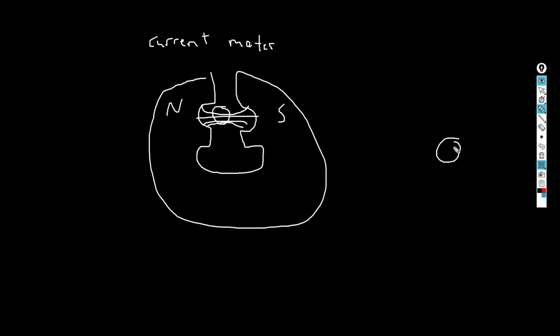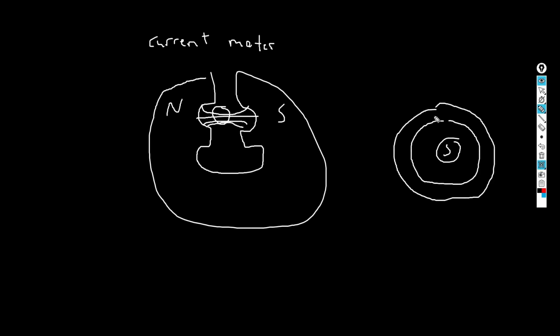This is the loudspeaker. You have a south in the center, and you have like a ring magnet, a north pole around it. The lines are going like this. So here, this is the current meter, this is the loudspeaker. Here the magnetic field lines are going from north to south.